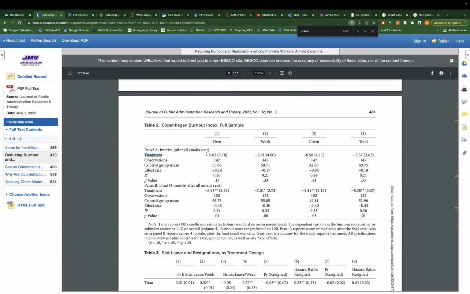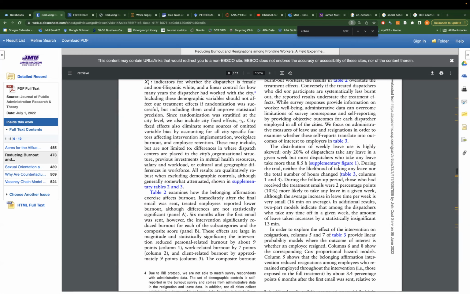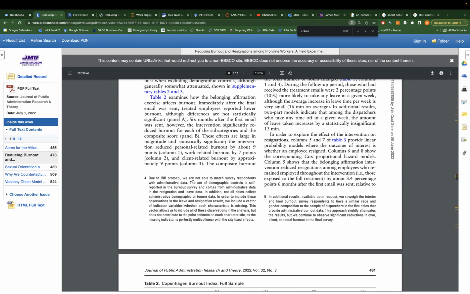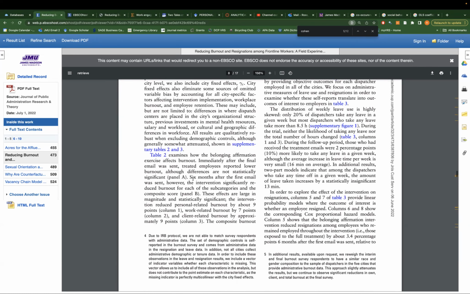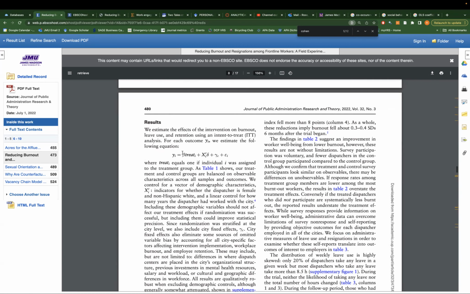So this means for people who were in the treatment, their burnout scores decreased by 5.82, but we can't tell if that is statistically significantly different from 0. Okay. So going back to this, that 5.82 is the beta weight. It's the change in Y based on being in the treatment group.